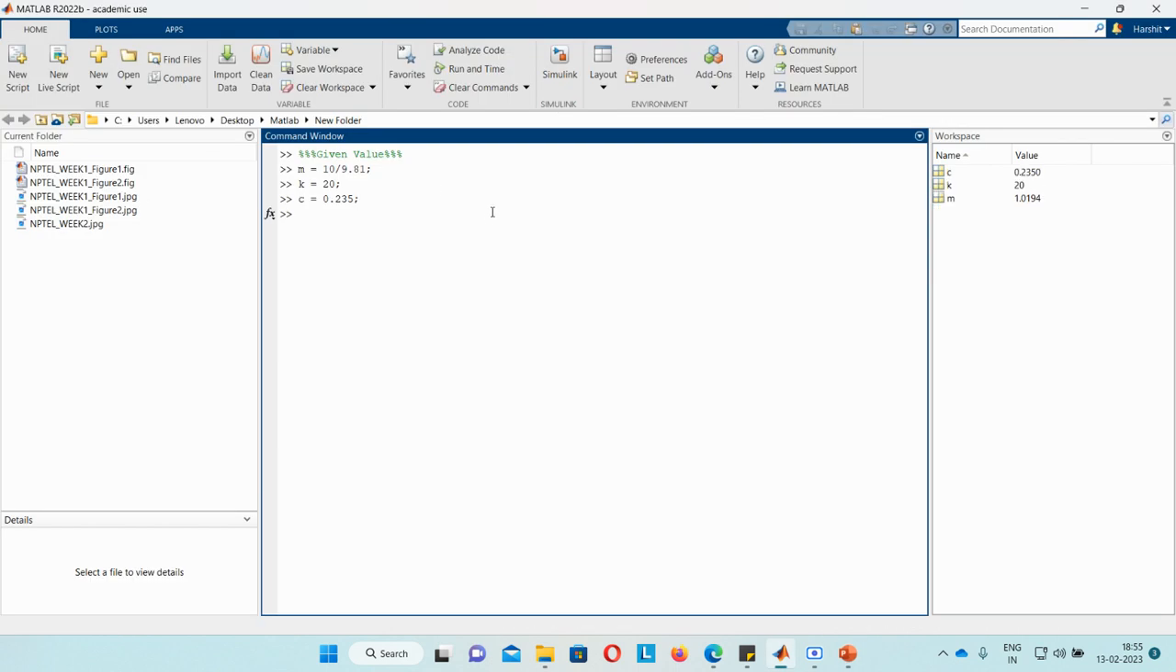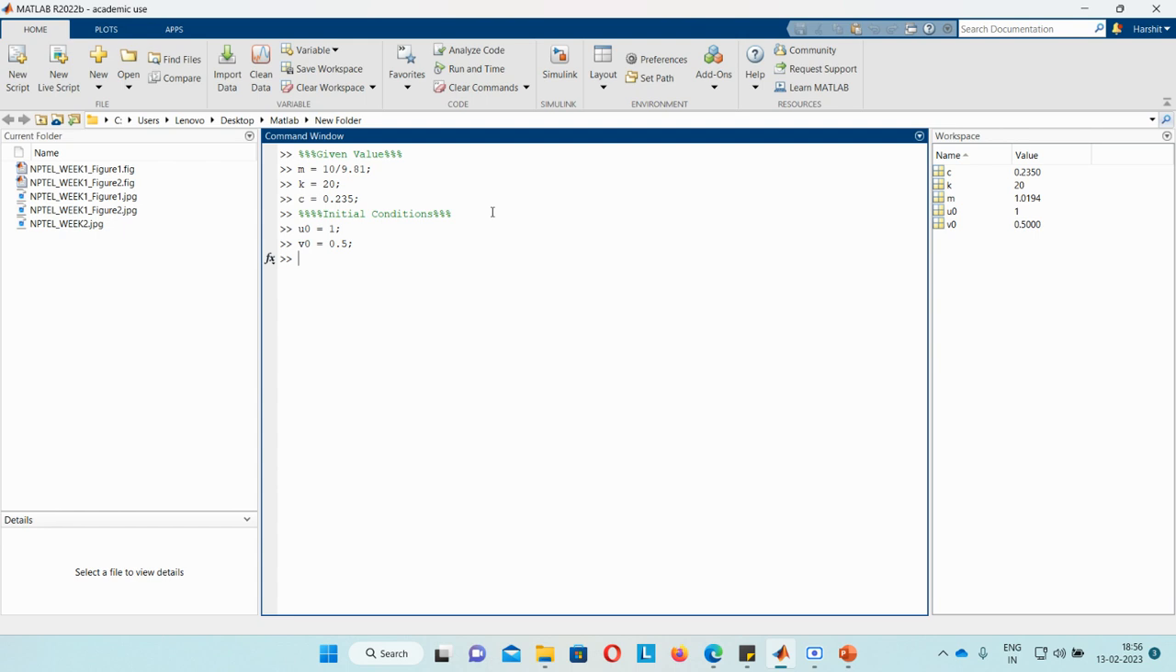Now, what are the initial conditions? Initial condition u naught, the initial displacement, was 1 mm, and v naught, the initial velocity, was 0.5 mm per second. So these were the initial conditions. You can see on the right side of the workspace all the parameters that I am defining are listed. So you can cross check what values you are getting.